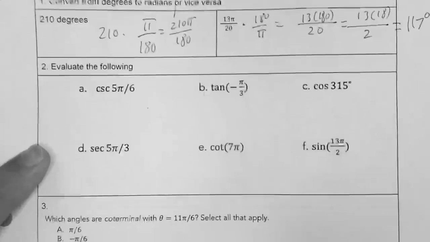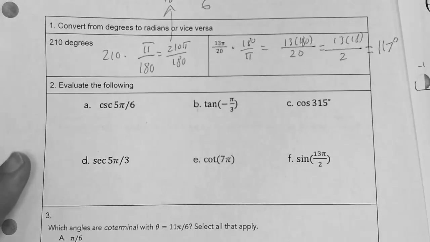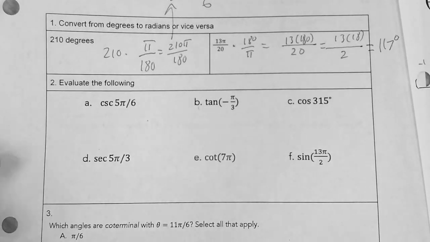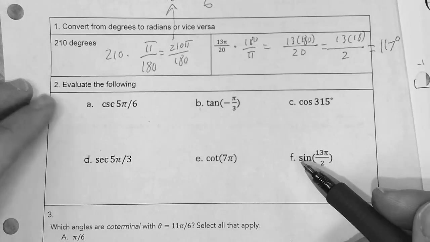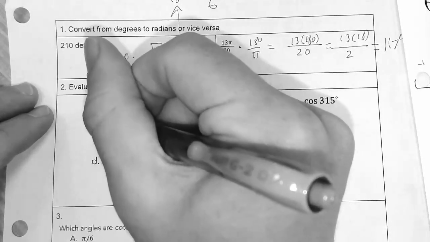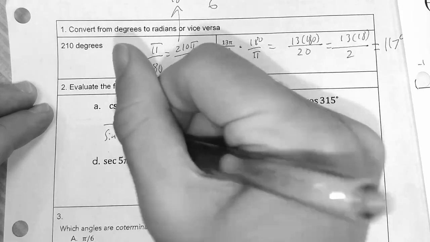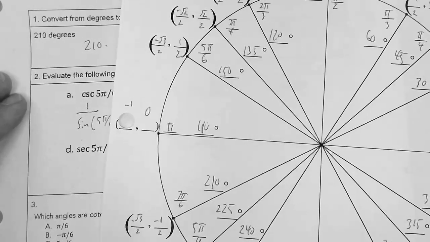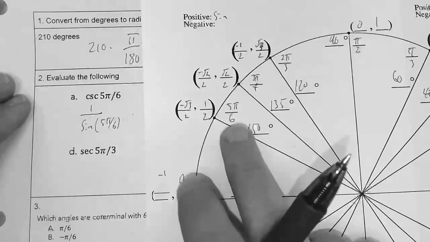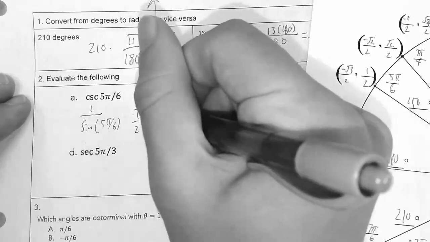Okay. Now we're evaluating trig values. So this is where we're going to use our unit circle. First one, cosecant. You got to know what cosecant is. Cosecant is 1 over sine. So we're finding 1 over sine of 5 pi over 6. Well, what is sine of 5 pi over 6? Well, we can use our unit circle here. Find 5 pi over 6, which is up here. Sine is 1/2. So this is the same as 1 over 1/2, which is 2, right?